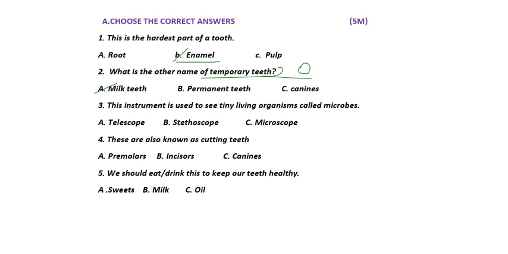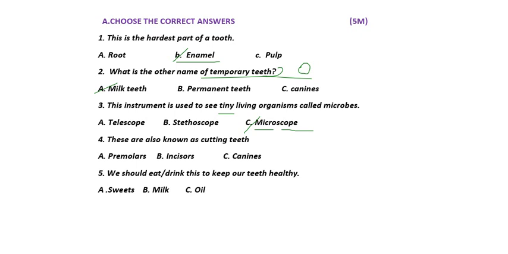Now moving to the third one. This instrument is used to see the tiny living organisms called microbes. Tiny means small. Which instrument is that? Microscope. M-I-C-R-O micro, S-C-O-P-E scope. Microscope is our answer.